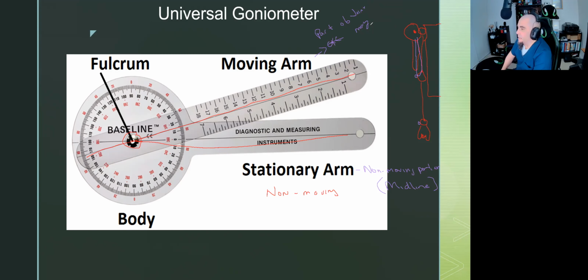Let's go down to the knee. So now we're measuring, let's say, knee flexion. What do you think we're going to use as the fulcrum again?